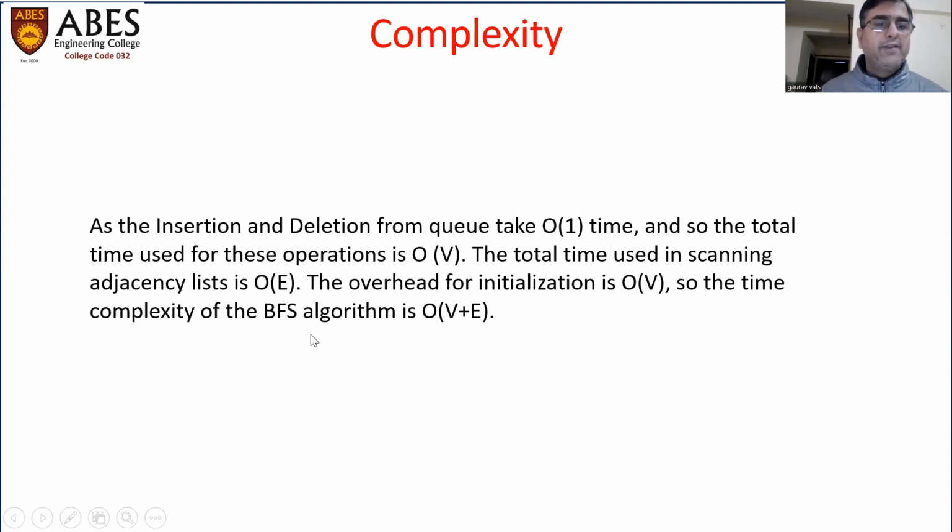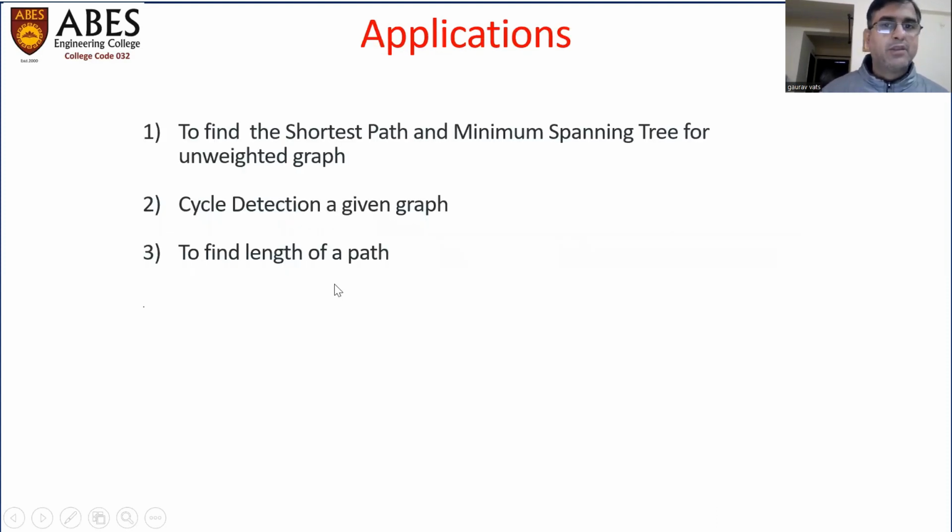Accordingly, the time complexity of BFS is order of V plus E, where V stands for vertices and E stands for edges. And what are the applications of breadth first search? For an unweighted graph, we can find the shortest path or a minimum spanning tree. For finding the shortest path and minimum spanning tree in an unweighted graph, we can use breadth first search, or BFS.